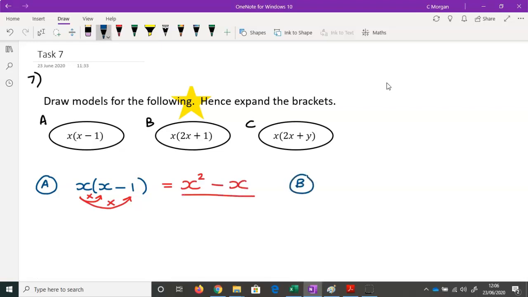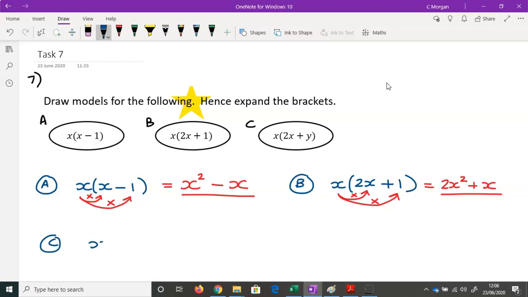B. X multiplied by 2x add 1. Multiply the x by the 2x gives 2 lots of x squared, and multiply the x by just 1 gives us 1x, or add an x.